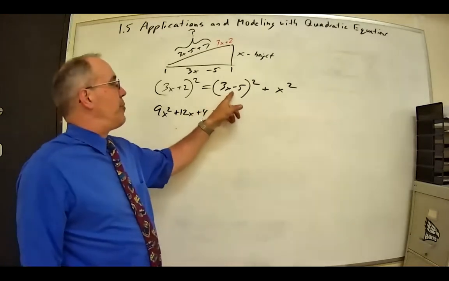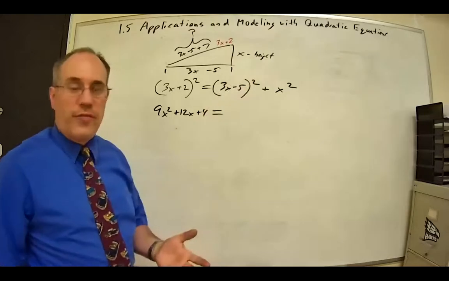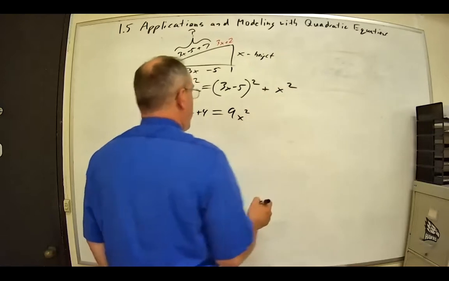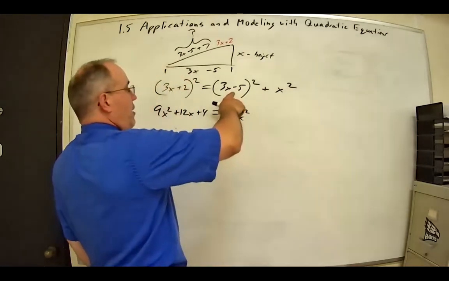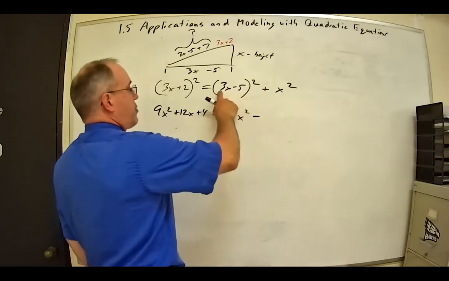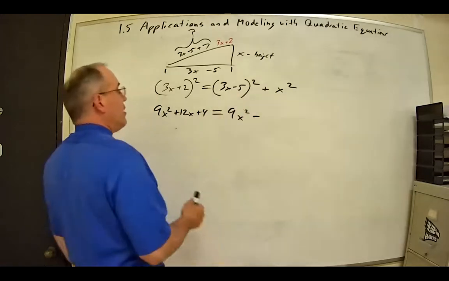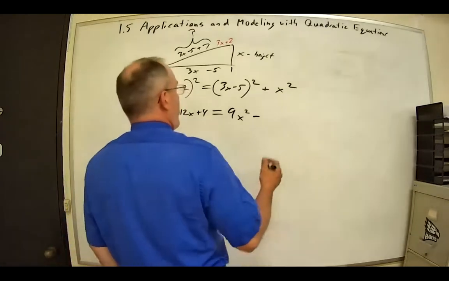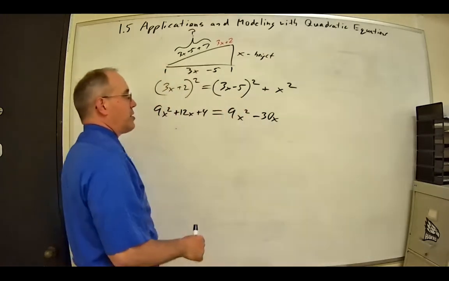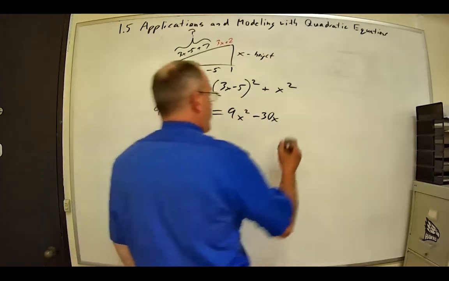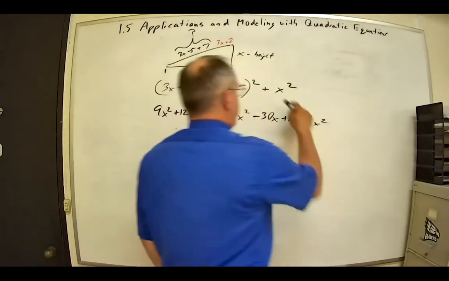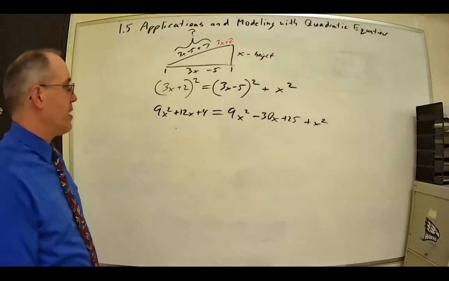Now we have (3x - 5) squared. That's the square of a difference. So we square the first term, 9x squared. We take minus 2 times the product, so 3 times 5 is 15x, so we have minus 30x. And then plus the square of the second term, 25. Plus x squared. Don't leave out that part.